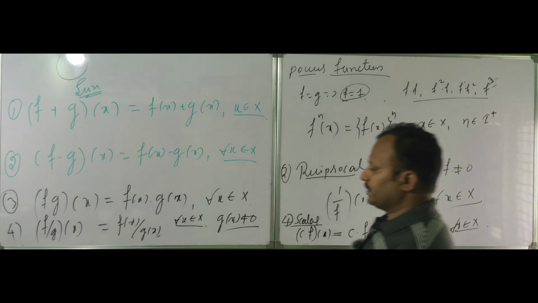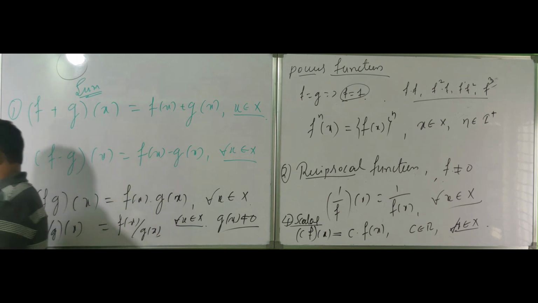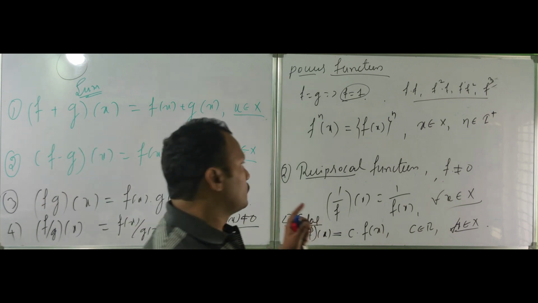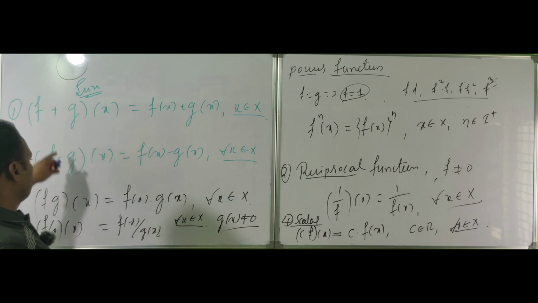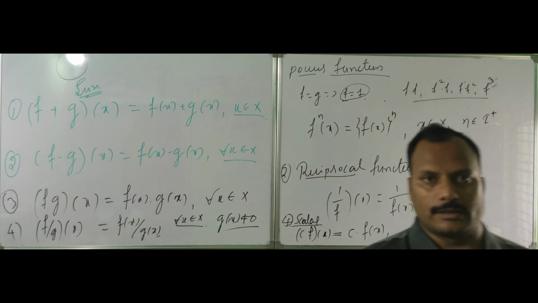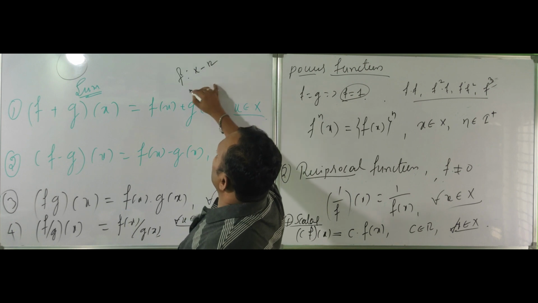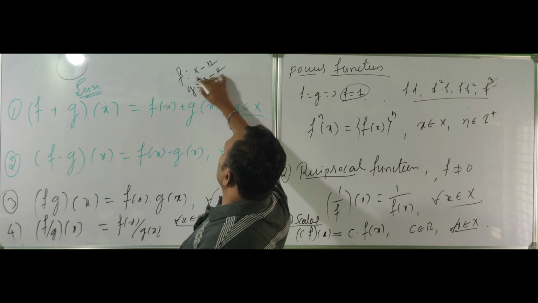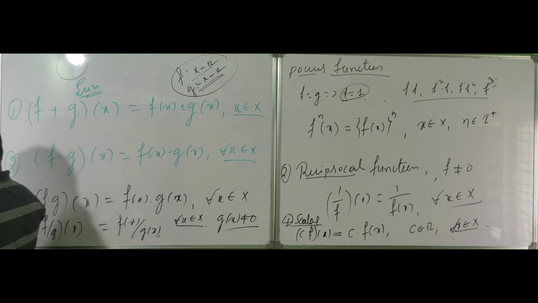This is called the constant function. What I told you, plus, minus, sum function, difference function, product function, quotient function: the domain should be common. Means the function f should be from X to R and g should be from X to R. Then these operations can be done. Okay, sir. Let's see the examples.